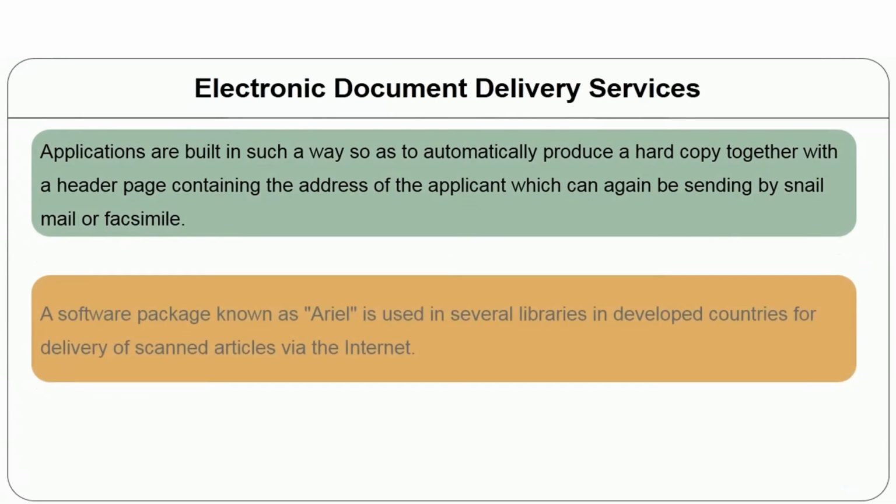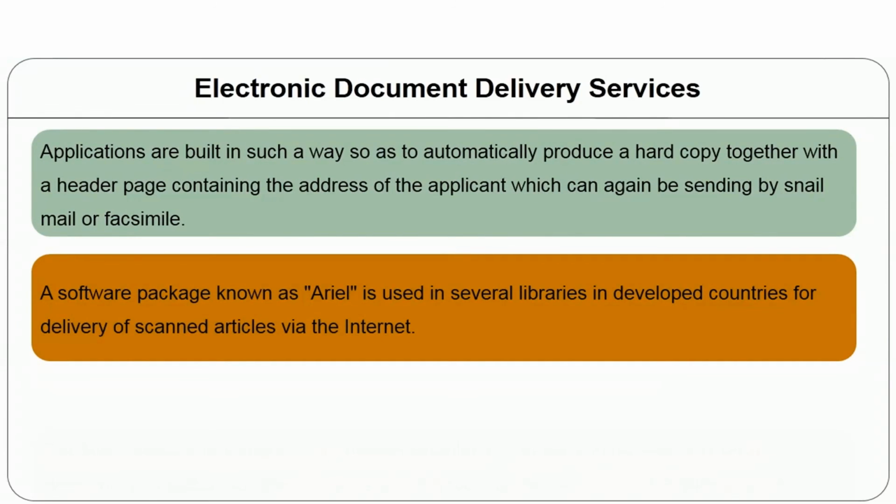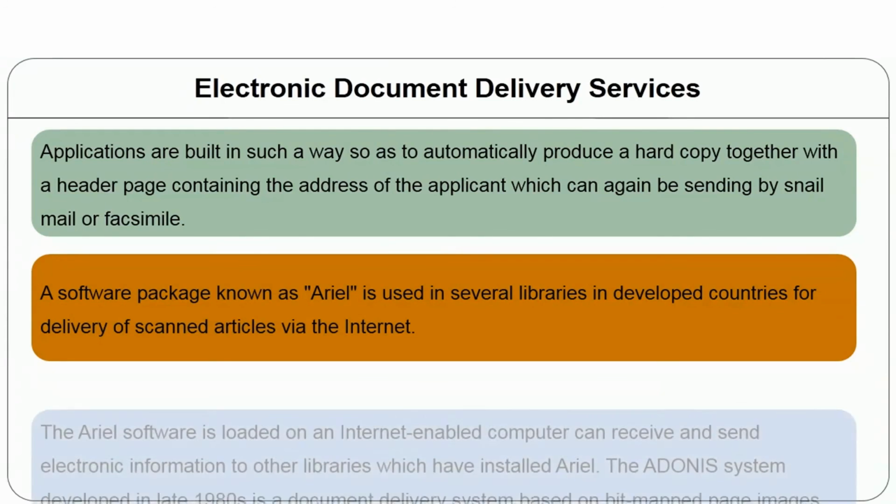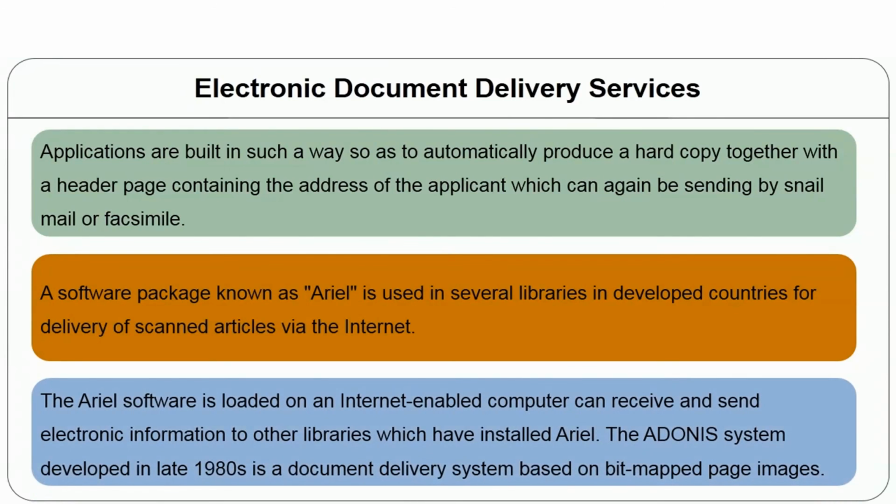And a software package known as Ariel is used in several libraries for this purpose. So specially made software is available for these services. Ariel is one example, and in developed countries, you can get delivery of scanned articles via the internet by using Ariel. Ariel software, loaded on an internet enabled computer, can receive and send electronic information. The Adonis system, developed in the 1980s, is a document delivery system based on bitmapped page images.